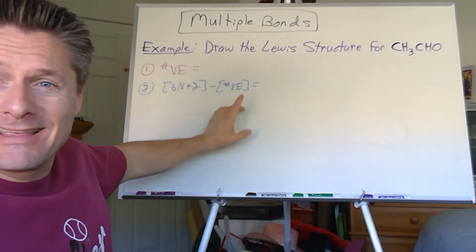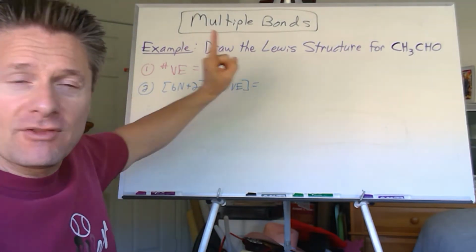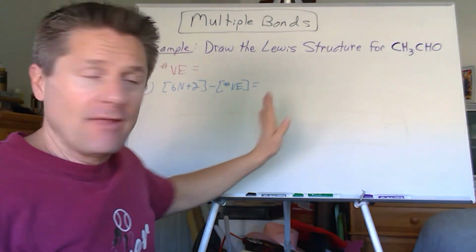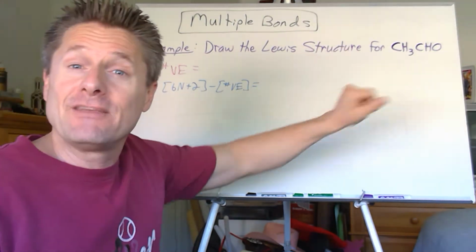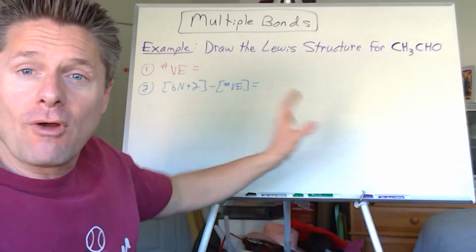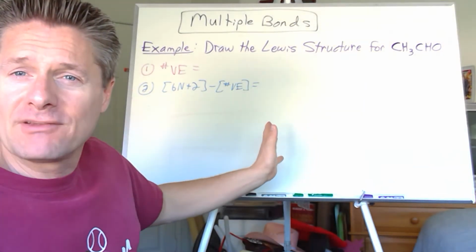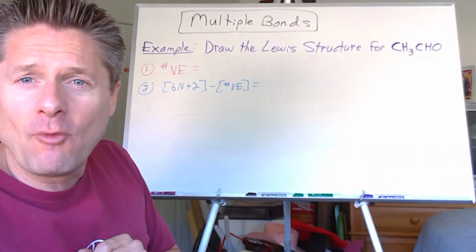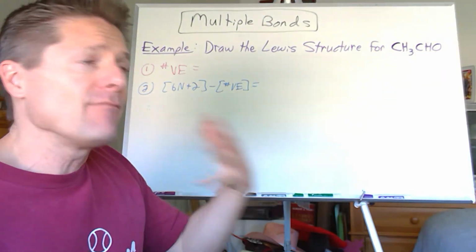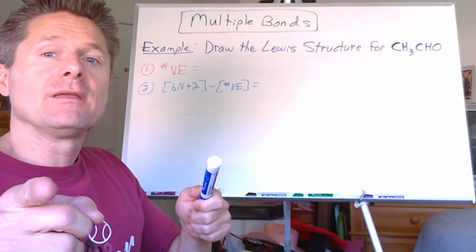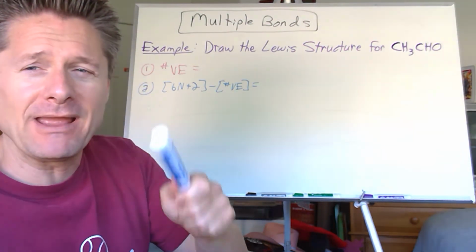So go ahead and pause this, right? Do step 1, number of valence electrons. Step 2, do the 6n plus 2 minus valence electrons. See if you can predict what's in there. Figure out what your central atoms are in step 3. Draw the skeleton in step 4. Fill in the octets in step 5, move your way through. Give it a shot while I get this cat hair out of my eye. I'll be right back.